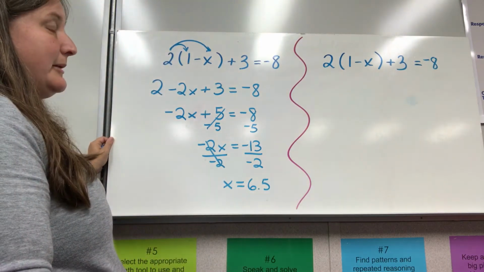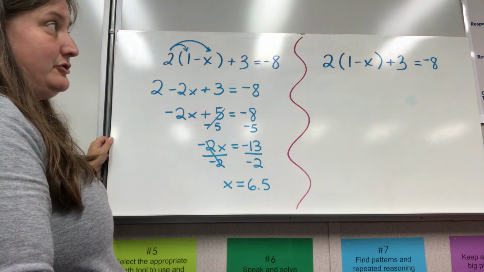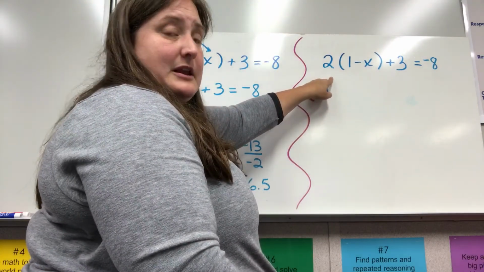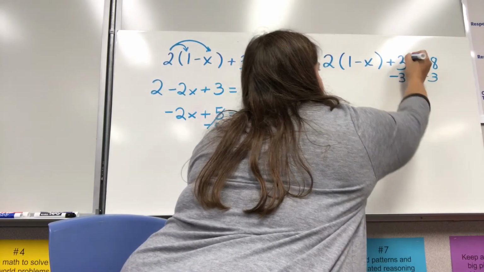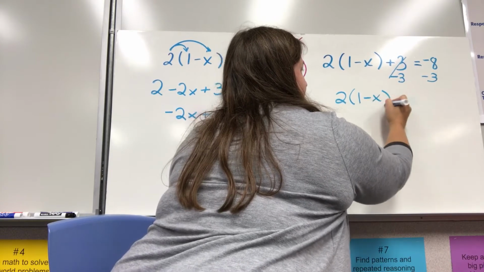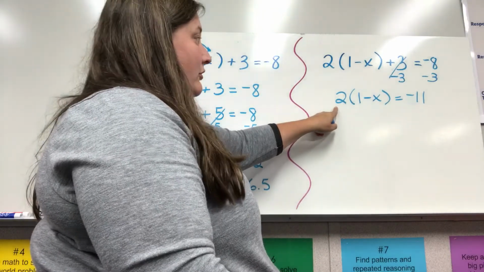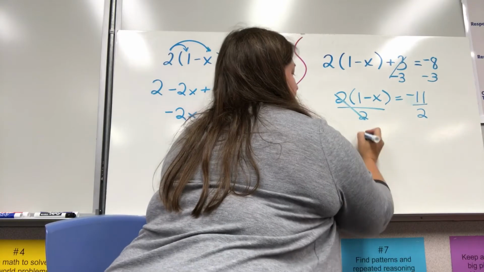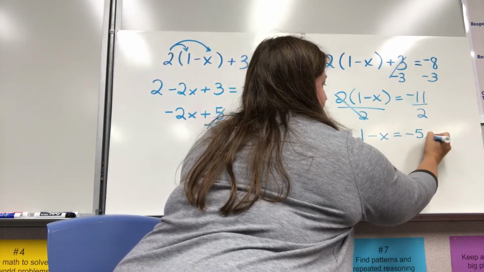Now another way to solve this same problem would be not to distribute, but to just work the order of operations backwards. So to do that, on this problem, I would first get rid of any adding or subtracting. So I'm going to subtract 3 from both sides, and I'm left with 2 times the quantity 1 minus x equals negative 11. Now, to get rid of this 2, I'm going to divide each side by 2. So I'm left with the quantity 1 minus x equals negative 5.5.